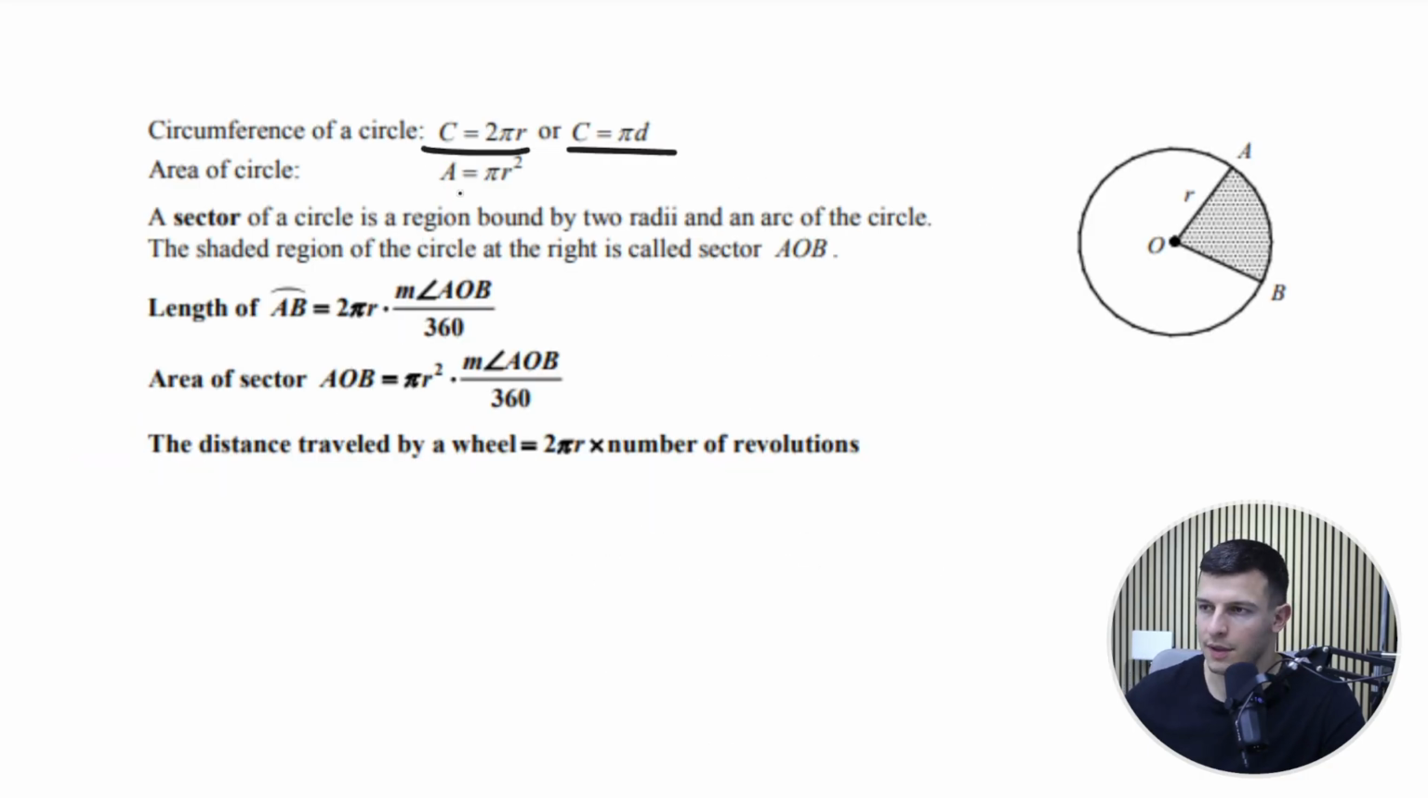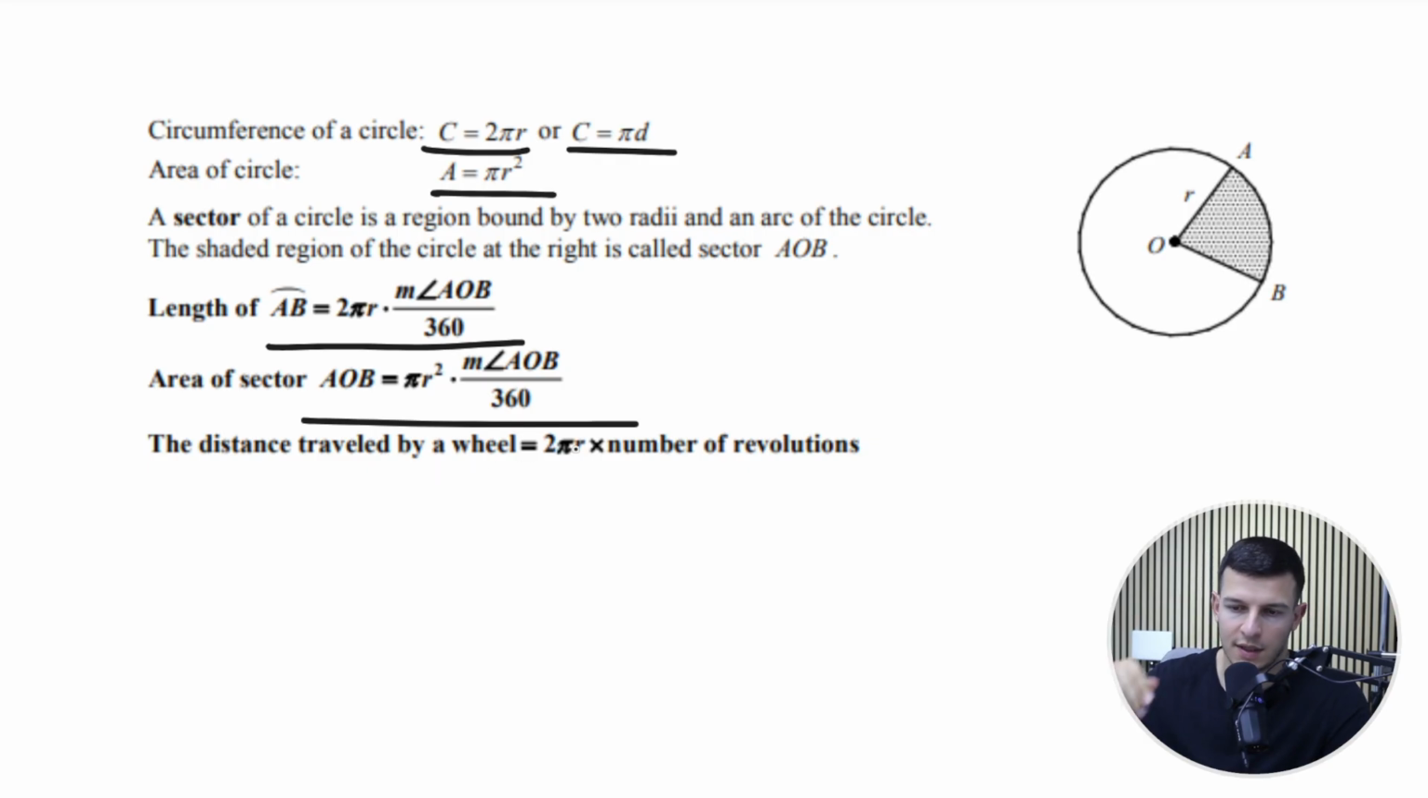We don't need to talk about that. Area is pi r squared. Now, the main thing to remember here is the sector of a circle. The length of the sector is given by the formula here, and the area of the sector is given by the formula here. The distance traveled by a wheel equals 2 pi r times the number of revolutions.